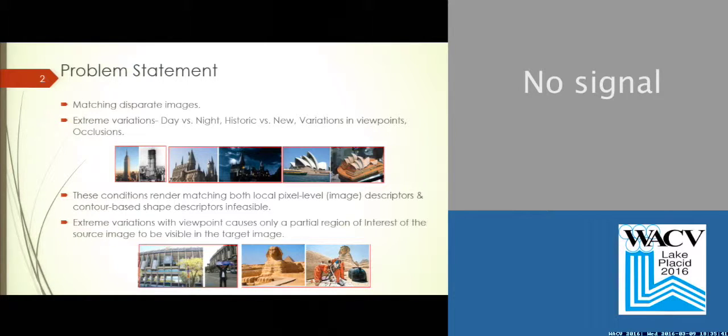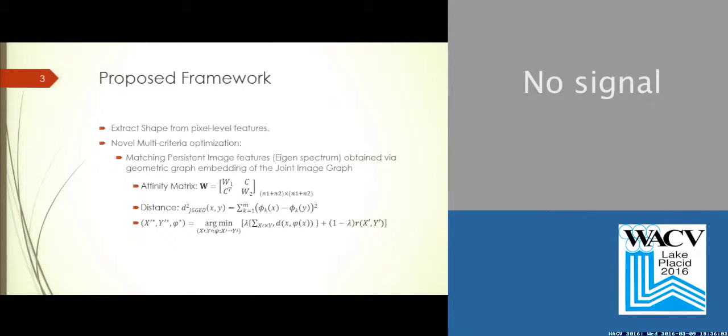But when it comes to disparate images where the variations are too high, let's say, for example, day versus night, or historic images versus new images, or images with a high amount of occlusion, and especially images with high viewpoint variations, it makes the traditional approaches infeasible. So in our paper, we propose a novel multi-criteria optimization, where instead of matching pixel-level features or contours extracted from the source image in the target image, we compute a joint image graph and match persistent regions extracted from it via geometric graph embedding.